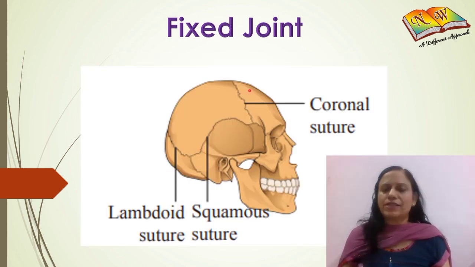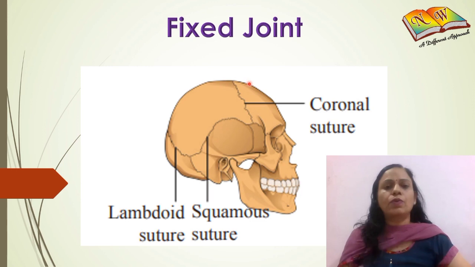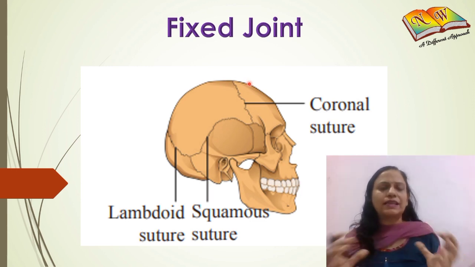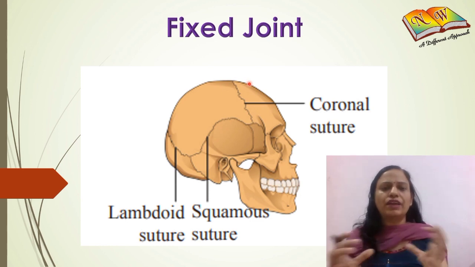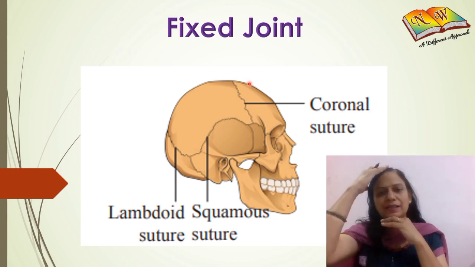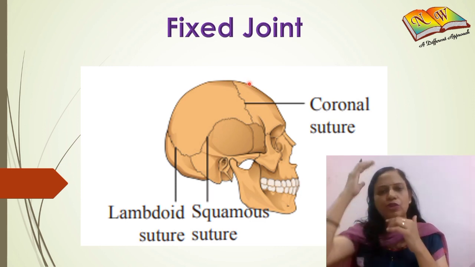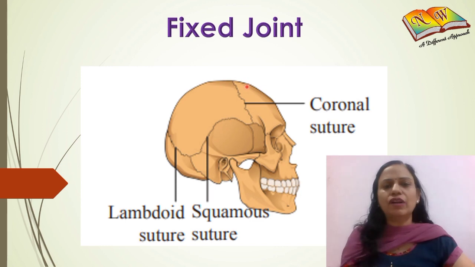Last is a fixed joint. We have already discussed it when I was telling you about the cranium, that the cranium is not one bone. It is a number of bones, but the bones are joined together, fused together. So that makes it a fixed joint. As far as the skull is concerned, only the lower jaw is movable. Rest all of the bones present in the skull are fixed joints.